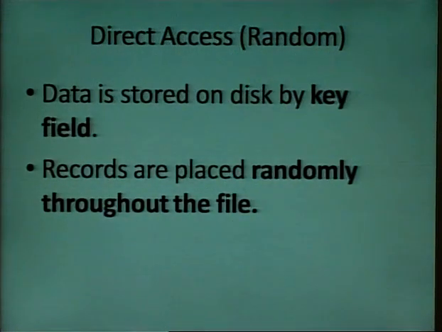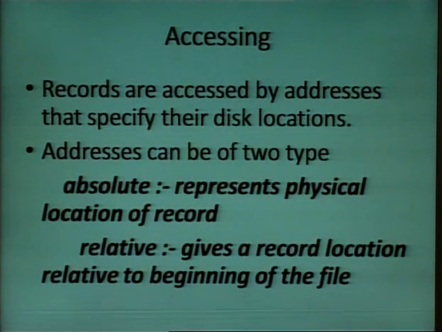Direct access is random. Data is stored on disk by key field, and records are placed randomly throughout the file. What happens in random access? Records are accessed by addresses that specify their disk locations.